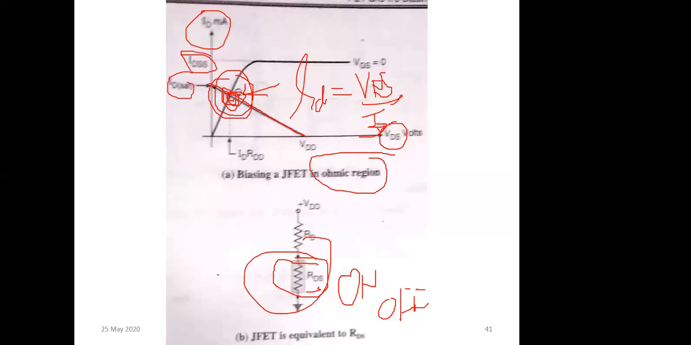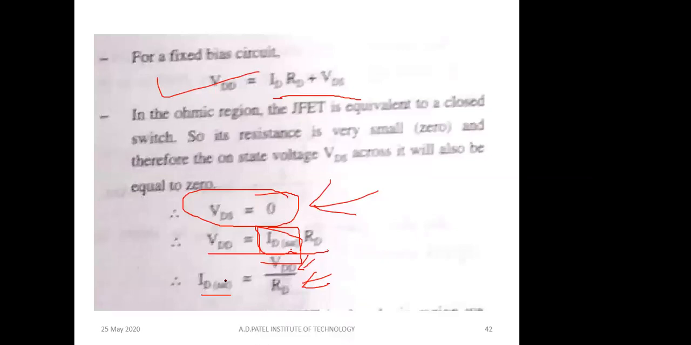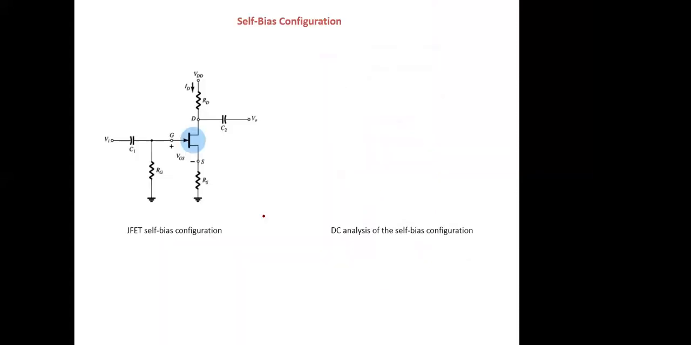So then only your curve or your line will start from here. Otherwise, it will touch over here. So this is ID saturation less than IDSS. That is one condition whenever you want to operate in the ohmic region. ID saturation formula in the ohmic region will be VDD by RD. So this is how in the fixed bias we will be operating, and how fixed bias will be offering resistance. That is what we have seen right now. So this is fixed bias.